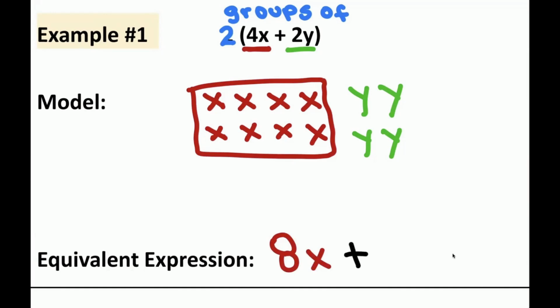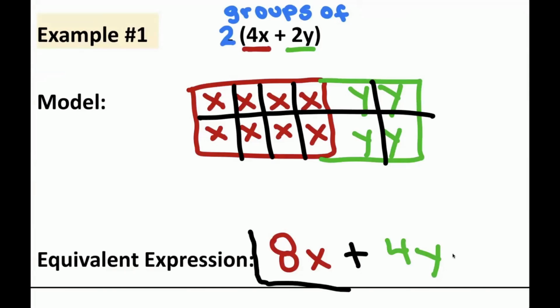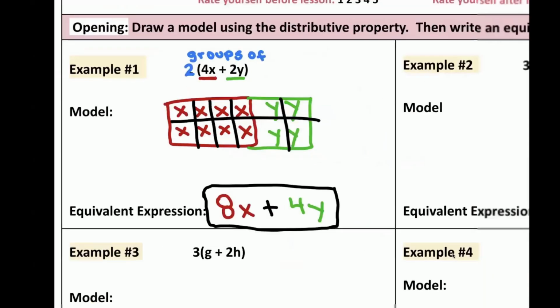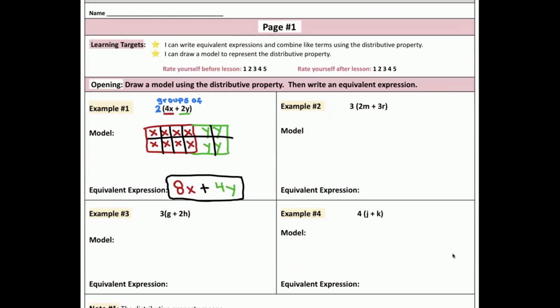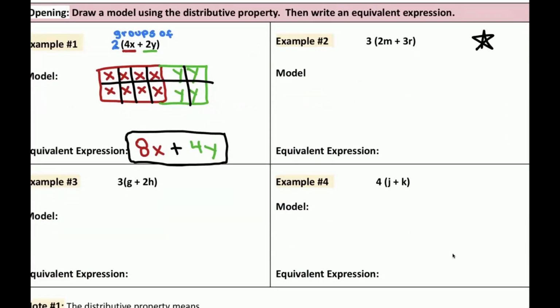Now, when I write my equivalent expression, I can see that we have 8x plus 4y. If you want, you could make boxes with your model too, but you don't have to. It represents the same thing. You cannot combine your equivalent expression at the bottom to be 12xy. The final answer is 8x plus 4y. Go ahead and practice example number 2 on your own. Then come back to the video.